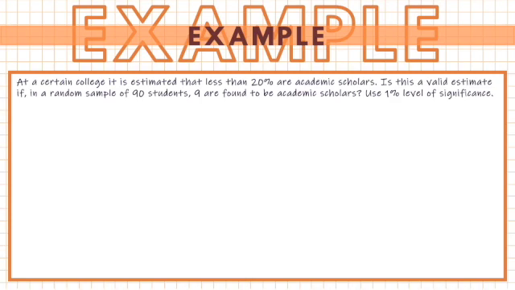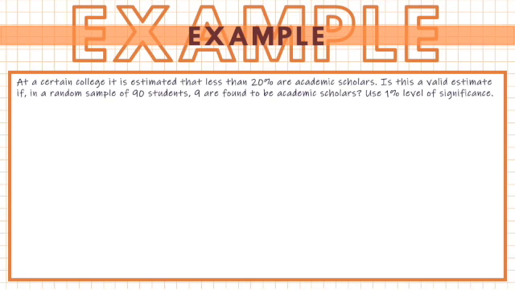Moving on to our next example. At a certain college, it is estimated that less than 20% are academic scholars. Is this a valid estimate if, in a random sample of 90 students, 9 are found to be academic scholars? Use 1% level of significance.